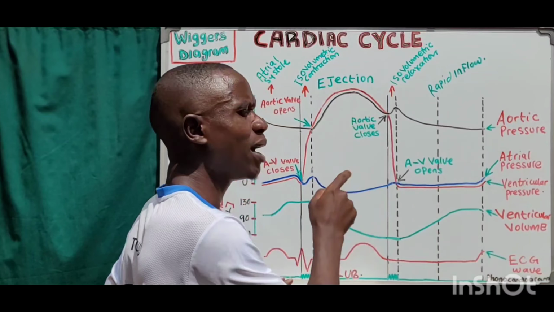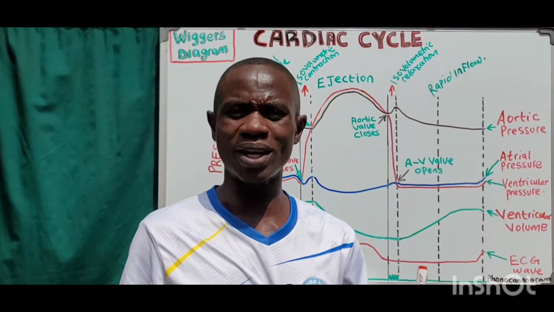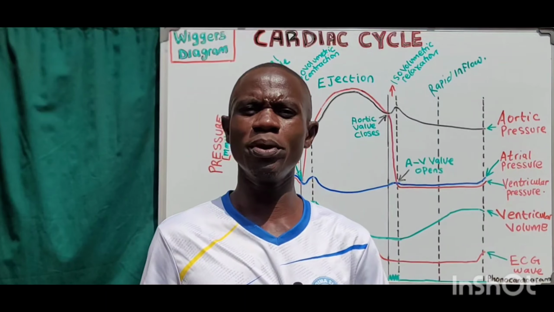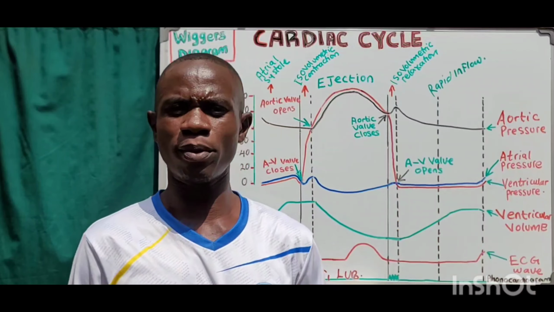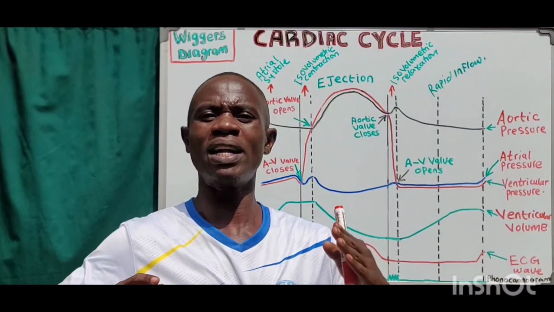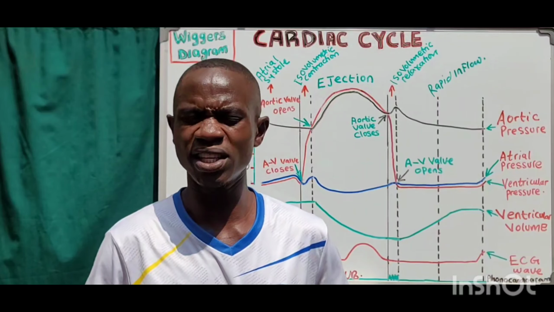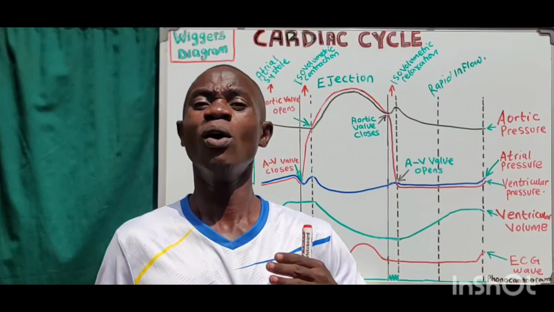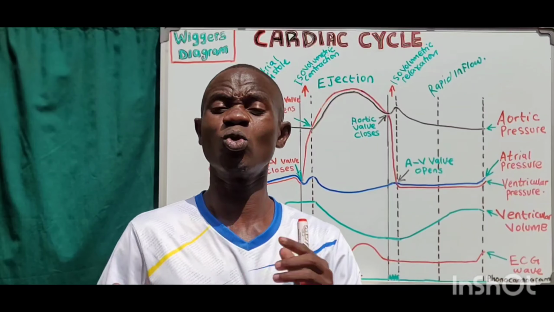Now you are seeing that the aortic pressure is rising more and more. But of course, as the ventricles contract, a time is reached where they reach peak depolarization potential, and they start to undergo the repolarization phase. They start relaxing, because they cannot contract forever.